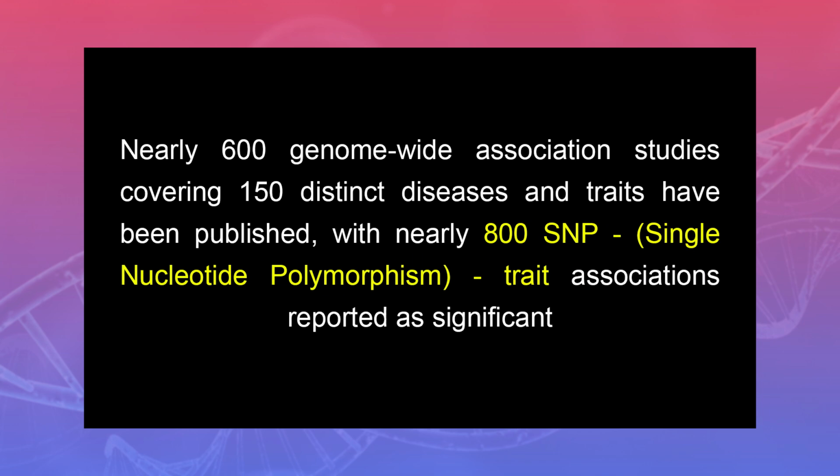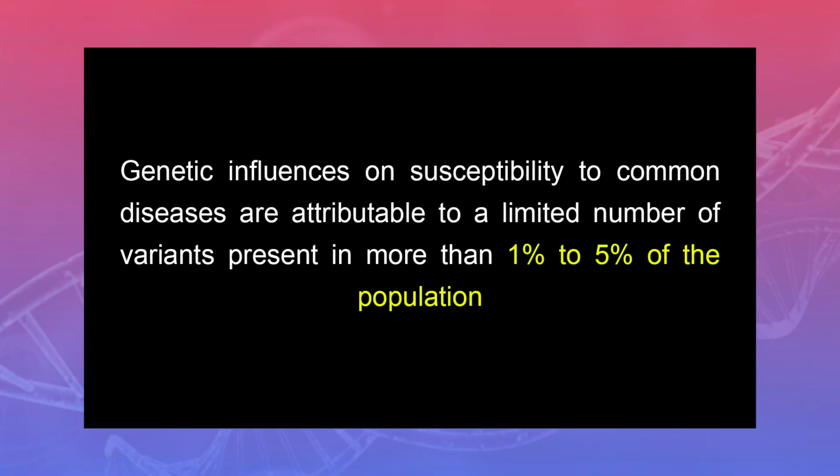Nearly 600 genome-wide association studies covering 150 distinct diseases and traits have been published, with nearly 800 SNP-trait associations reported as significant. Such associations are consistent with the common disease common variant hypothesis. This posits that genetic influences on susceptibility to common diseases are attributable to a limited number of variants present in more than 1% to 5% of the population.